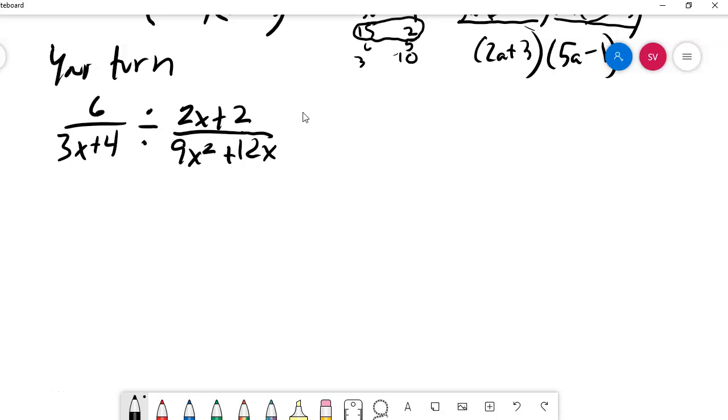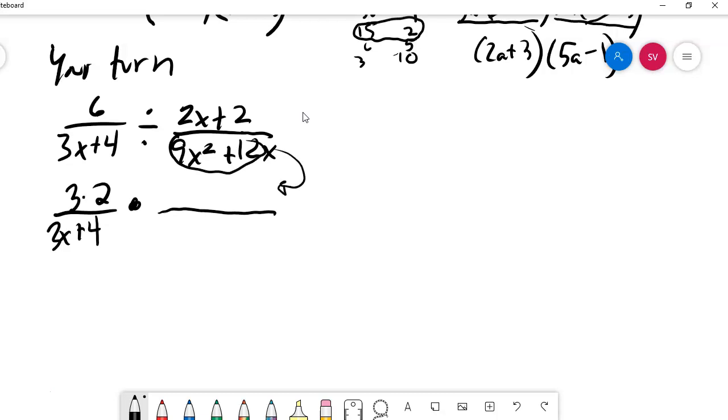So 6, I'm going to break down into 3 times 2. 3x plus 4, there's nothing common between the two, so I can't cancel them. I'm going to change the division sign to multiplication. Now this denominator is now the numerator. So now what is common? 3 and an x. So what am I left with? 3x plus 4. Now what do I have up here? Our top now is now the bottom.